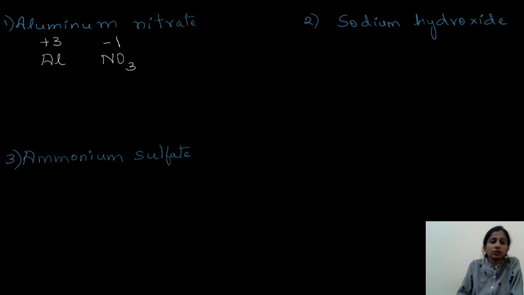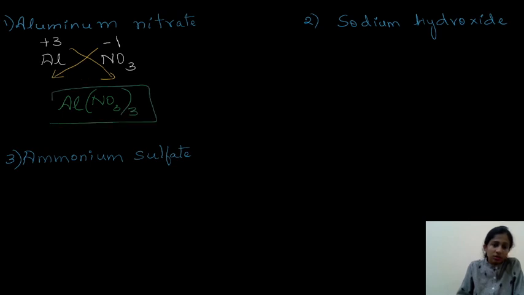-1. Okay, now if you see the charges are unlike, so when the charges are unlike, you know that you are going to cross over. Also, you know that when you have a polyatomic ion, you are supposed to use the bracket. So the formula of the final compound will be Al. It is 1, so I'm not writing it because you're not supposed to write 1, and bracket NO3 thrice. So this is the formula for aluminium nitrate.